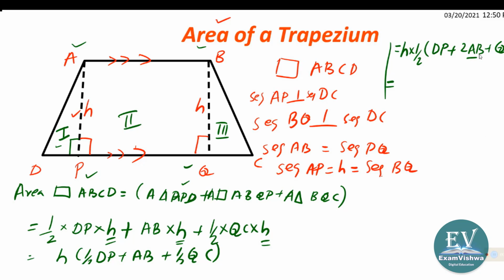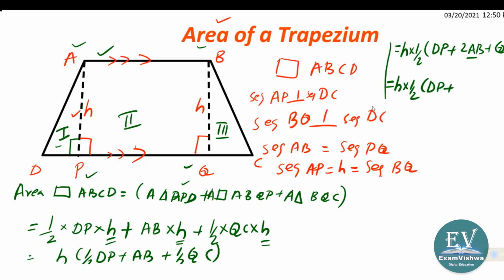What is the meaning of 2AB? This is AB. Taking 2 times that is almost like taking AB and PQ. So I'm rewriting it as h into half. This step is a real achievement of this.